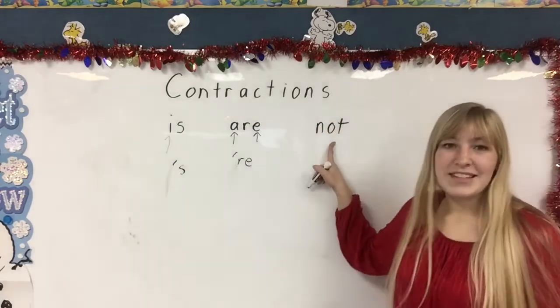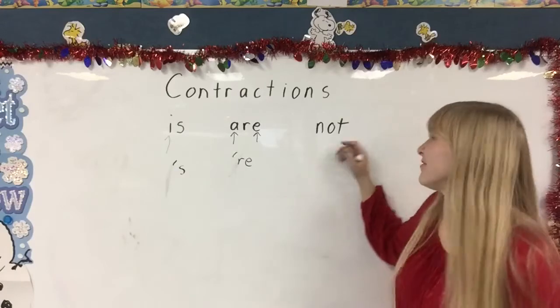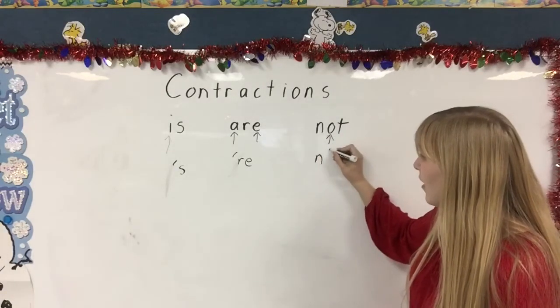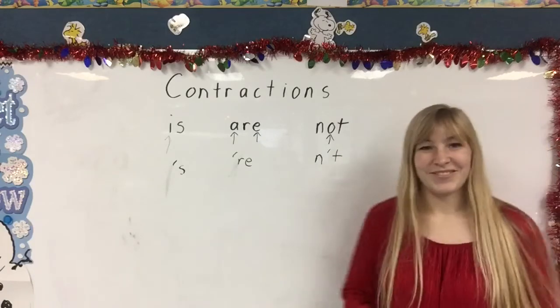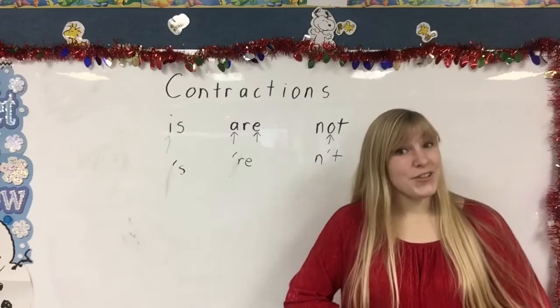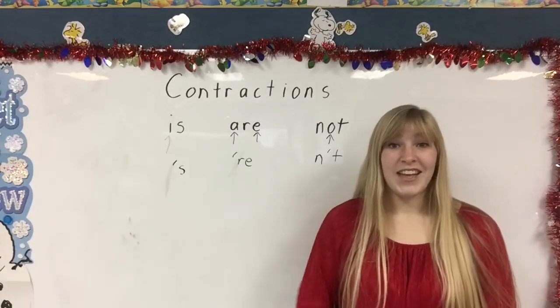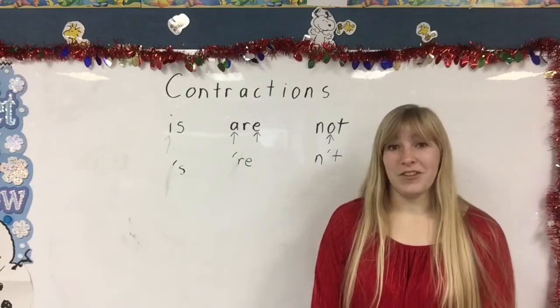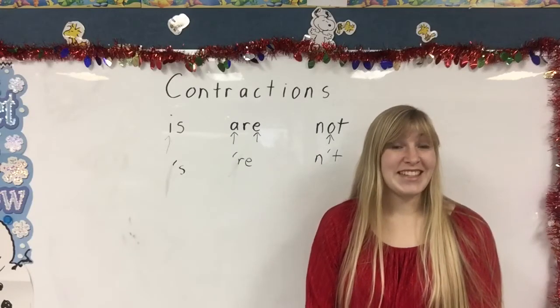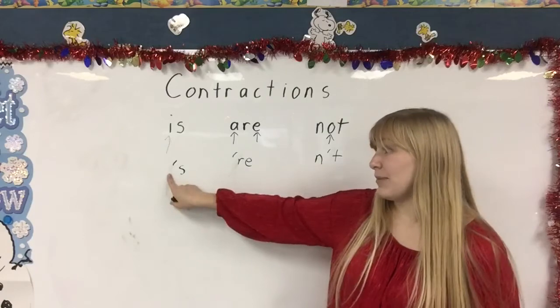So we're getting rid of the A and turning it into an apostrophe. What about not? Where's our vowel? Oh, right here in the middle. So we're keeping N, apostrophe, T. So when you're working with contractions, you are usually going to find that vowel, get rid of it, and turn it into an apostrophe. This is going to be for almost every contraction you're going to see. The apostrophe takes the place of a vowel.